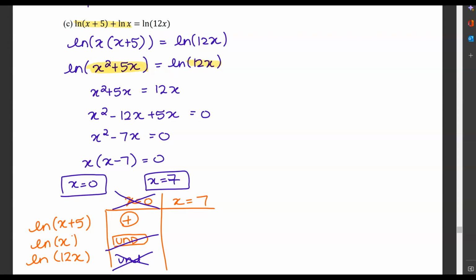If I do 7 plus 5, that's going to be positive, so we're good. 7 itself is positive, and then 12 times 7 is positive. So this tells us that the only possible answer to this problem is x equals 7. Okay, so x equals 0 would be what we call an extraneous solution, and it would not work here because it's not within the domain. All right, that's the end of this section.